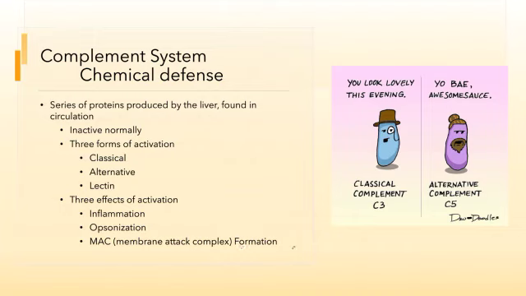They're not doing anything. But in order for these proteins to be activated, they will go through one of three different activation pathways. We have classical activation, alternative activation, and the lectin pathway. All three of these activation pathways will result in something called C3 convertase. And C3 convertase is a protein complex, or C3 protein complex.